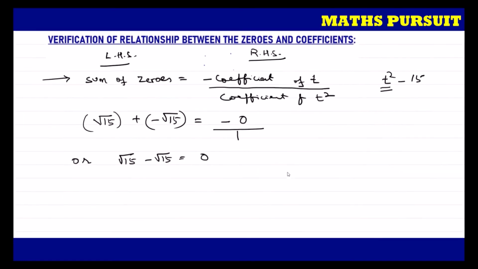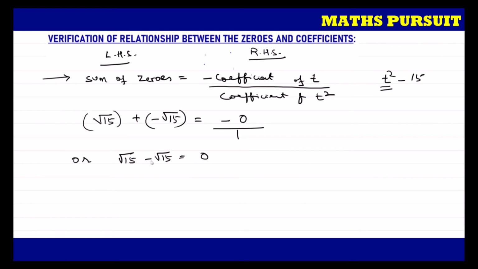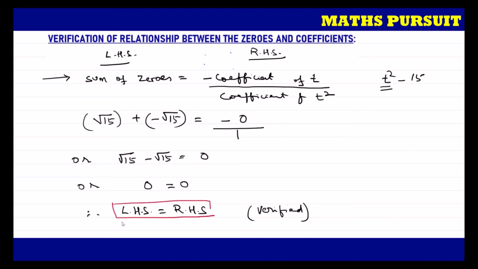So straight away I am writing 0. Or I can write plus root 15 minus root 15 is 0, is equal to 0. Therefore, left hand side is equal to right hand side, and I can say this one is verified. Because we got left hand side equal to right hand side, we need to highlight this so that our examiner can also know. Hope guys till here we are very clear.